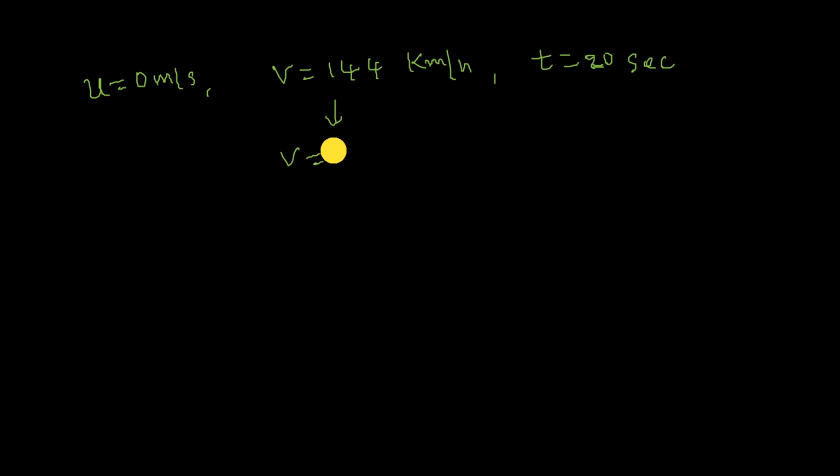In the given data, initial velocity is 0 meter per second, and final velocity is given as 144 kilometer per hour, and time is 20 seconds. Now here you can convert 144 into 5 by 18. So if you cancel it, you will get the value 40 meter per second.